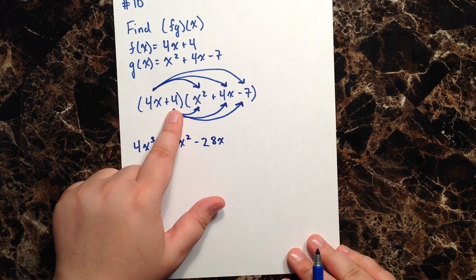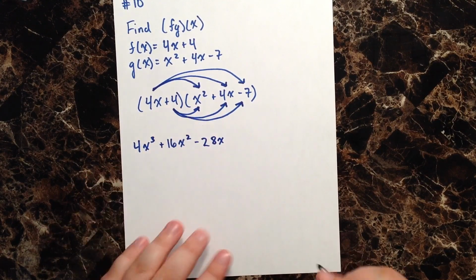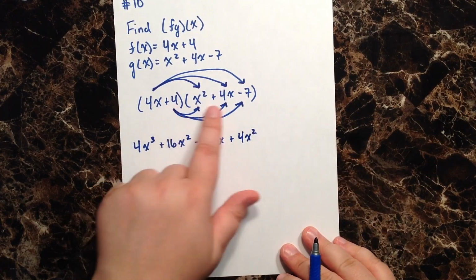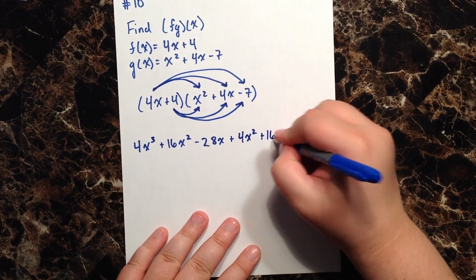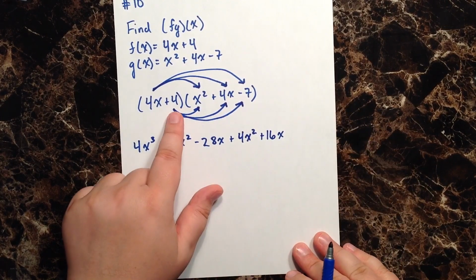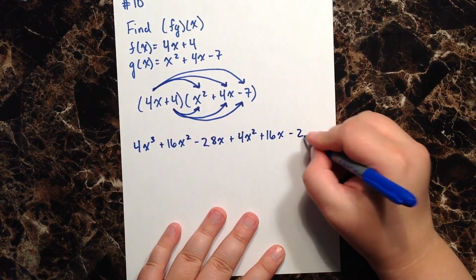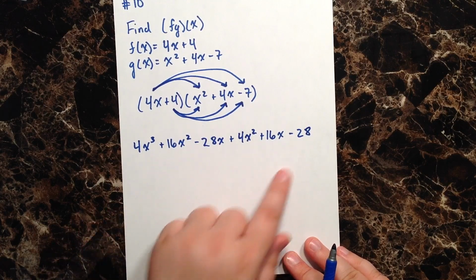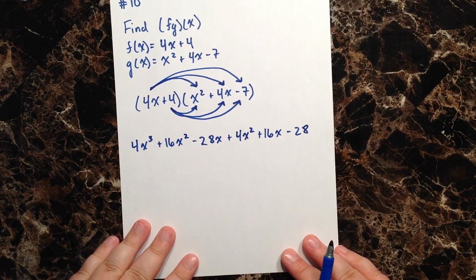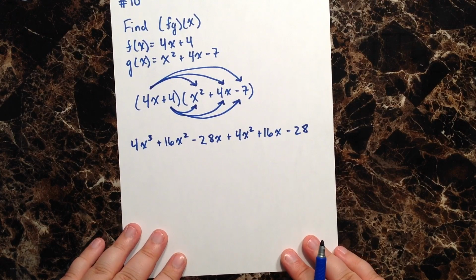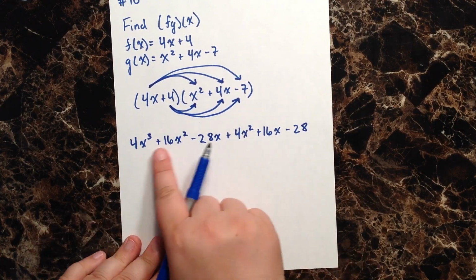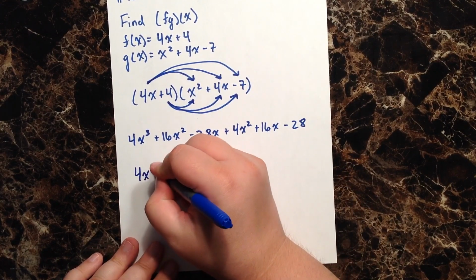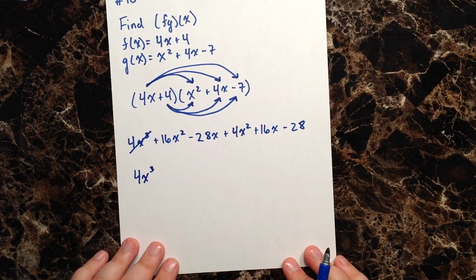And then when we distribute my 4 to each of the three terms, I get 4 times x squared. Well, that's 4x squared. 4 times 4x is 16x. And then 4 times negative 7 is negative 28. So now let's go ahead and take this long expression and simplify and combine like terms if we can. And let's start with the highest degree, which is our cube. Well, I don't see any other cubes anywhere, so we can go ahead and bring my 4x cubed down and we'll cross it out so we don't confuse ourselves.